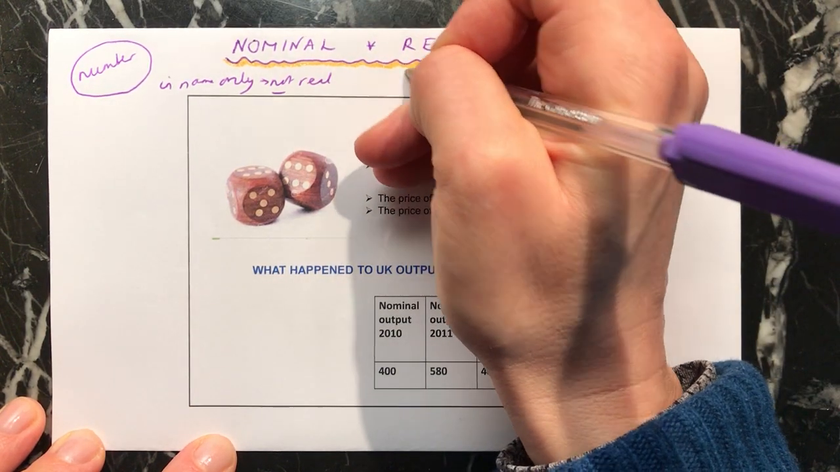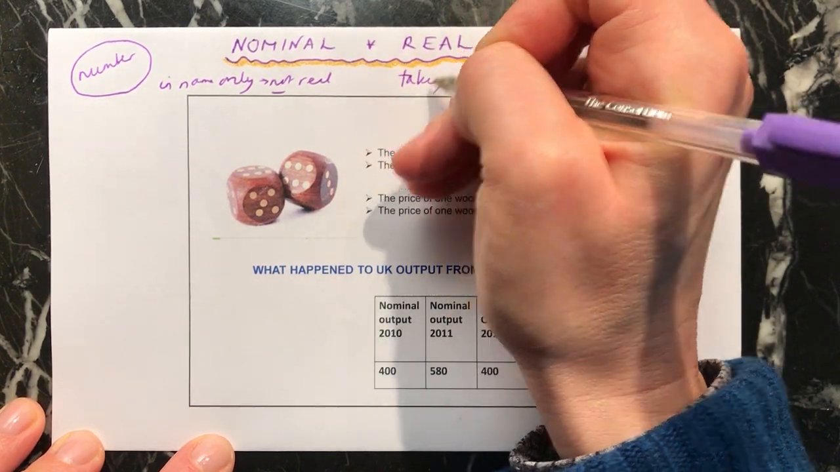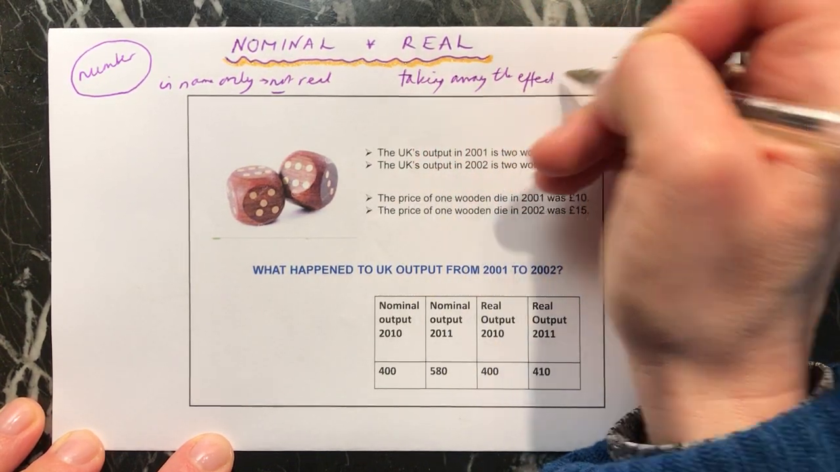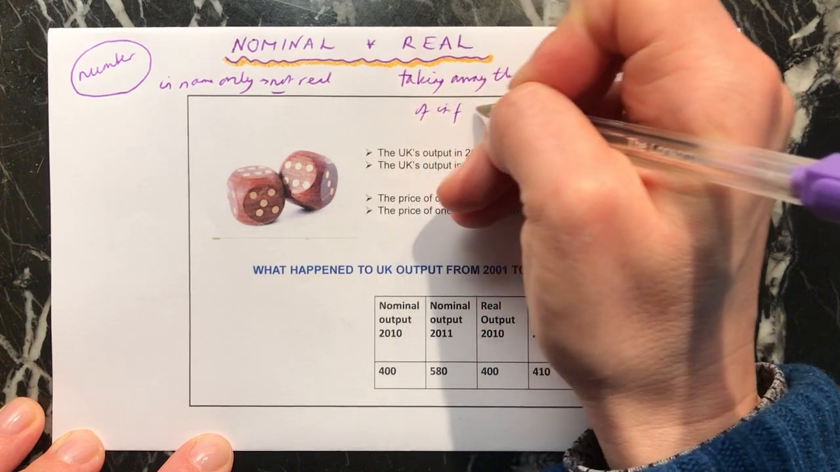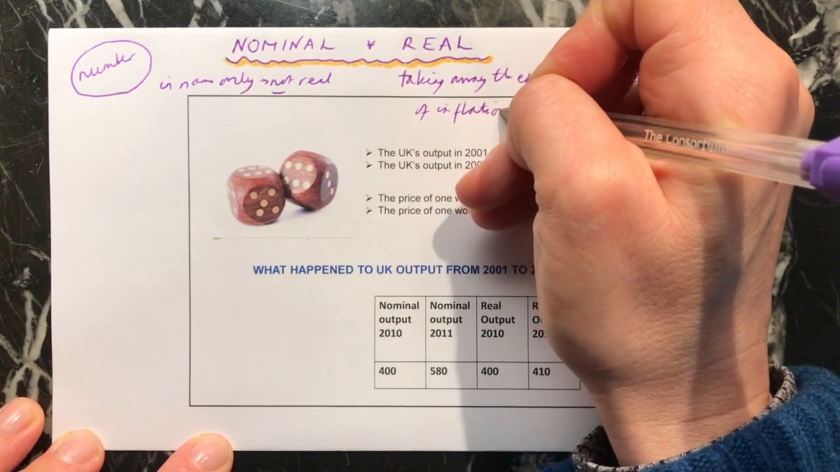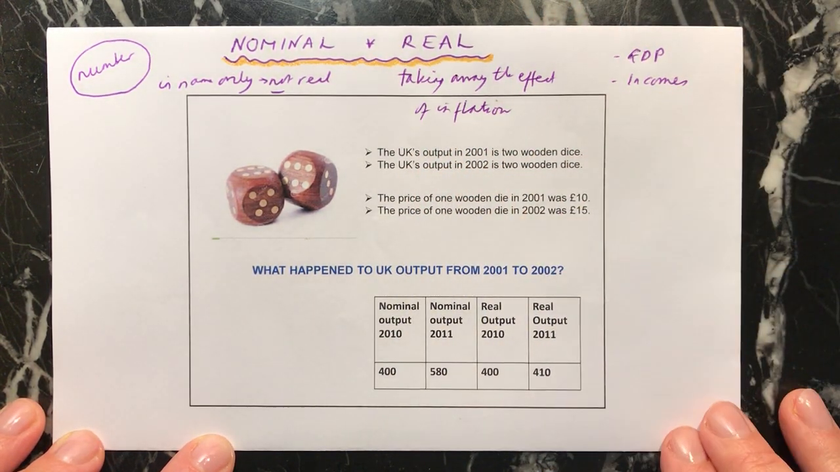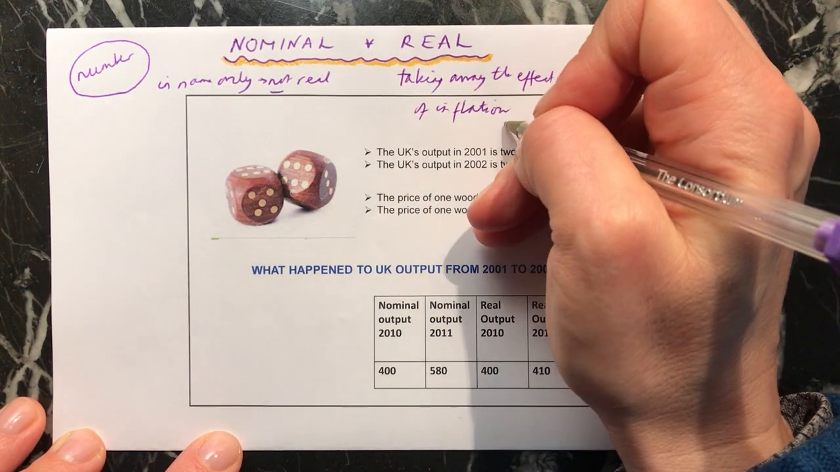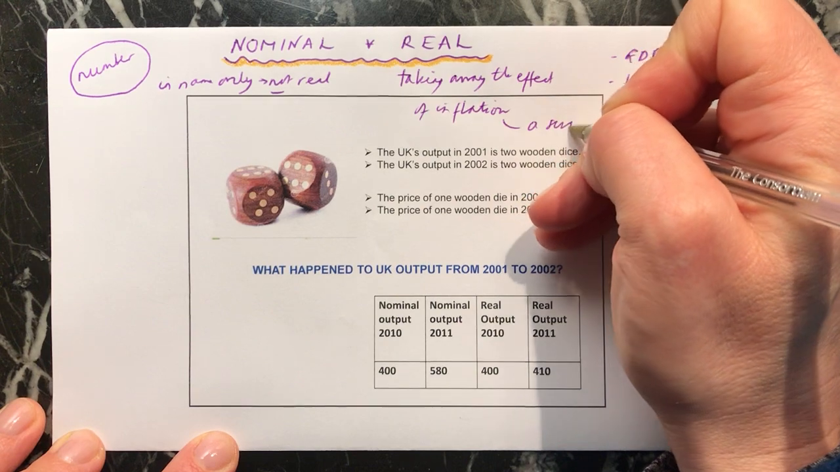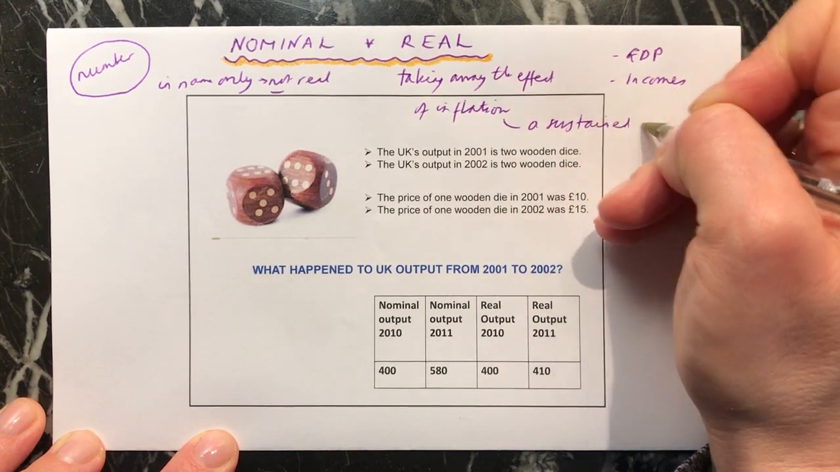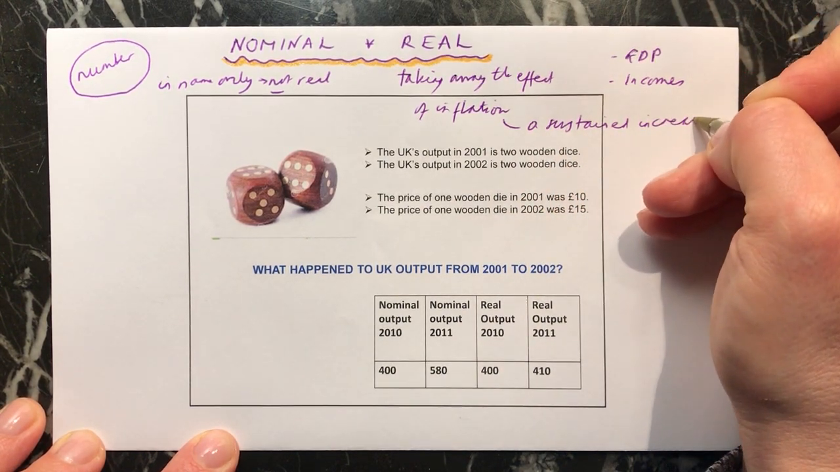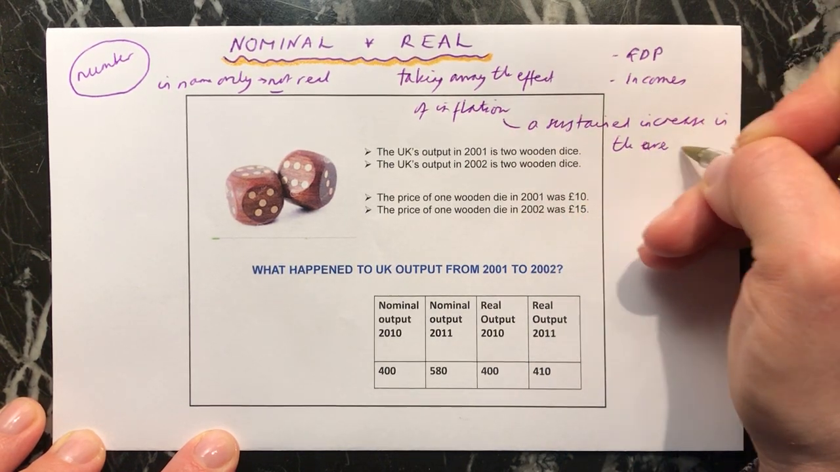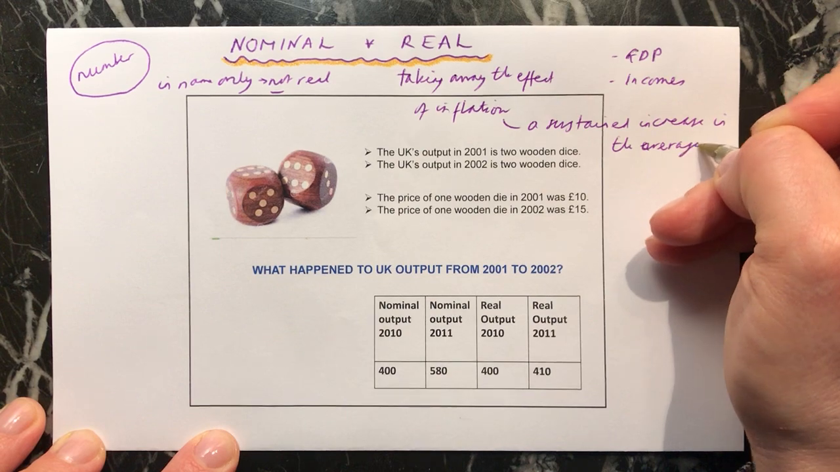And this is taking away the effect of inflation. So it's removing the effect of inflation, which might be distorting your figures. And remember that inflation is a sustained increase in the average price level.